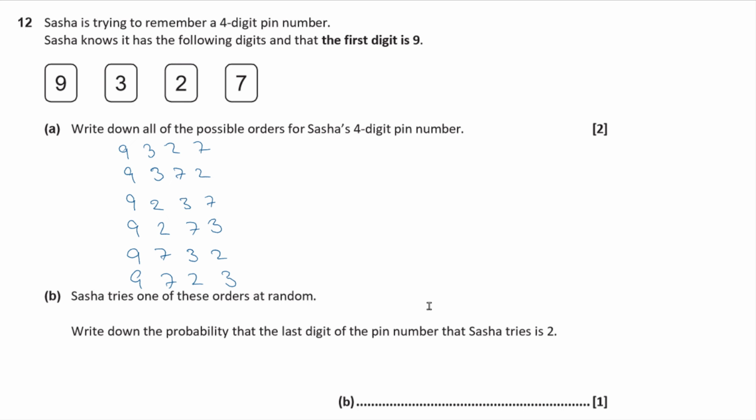Part B says Sasha tries one of these orders at random. Write down the probability that the last digit of the PIN number that Sasha tries is 2. Well, the probability that the last digit is 2 is successful outcomes, of which there are 1, 2, isn't there? There are 2 numbers that end in 2. So there are 2 outcomes that would be the last digit of the PIN number that Sasha tries is 2, out of a total number of things that she's trying from. So there are 6 different outcomes. So it's just 2 over 6. Okay, now you could cancel that down to 1 over 3, but you don't have to with probability. It's probably best that you don't bother.